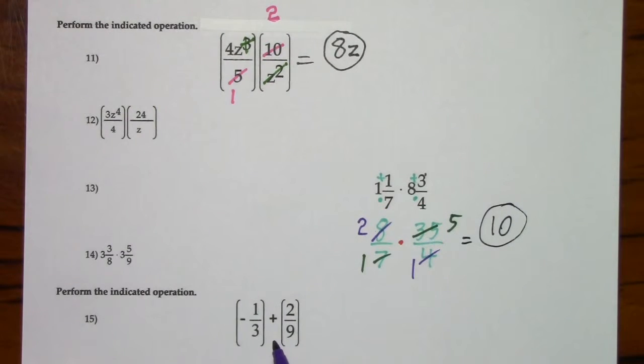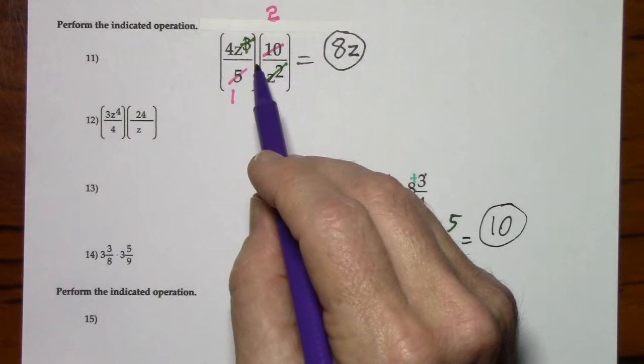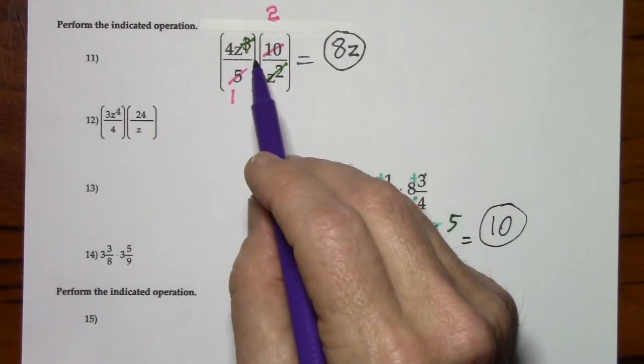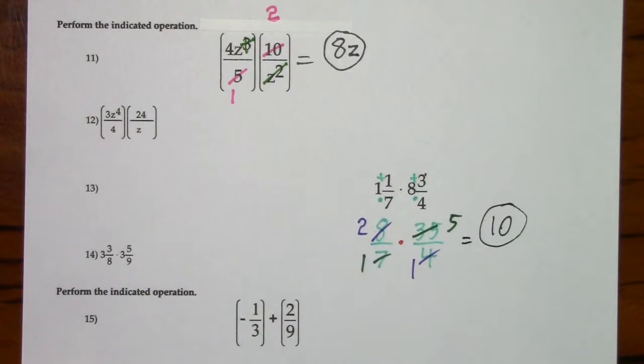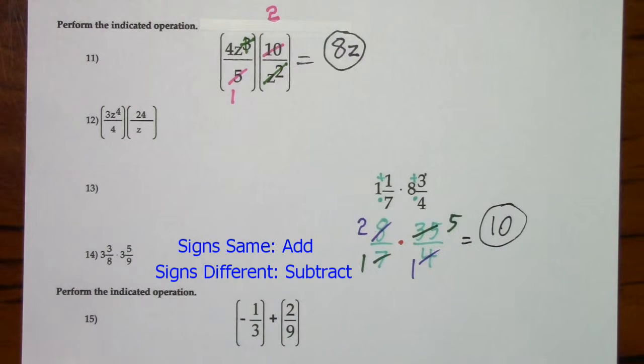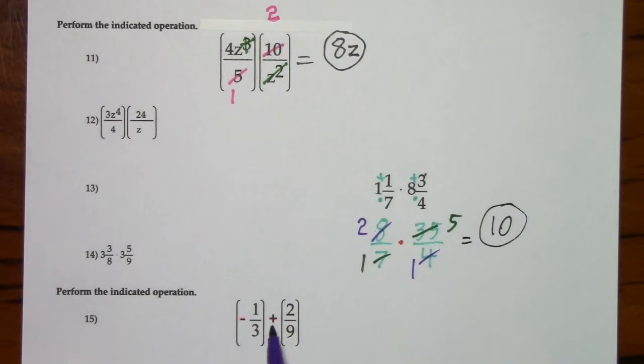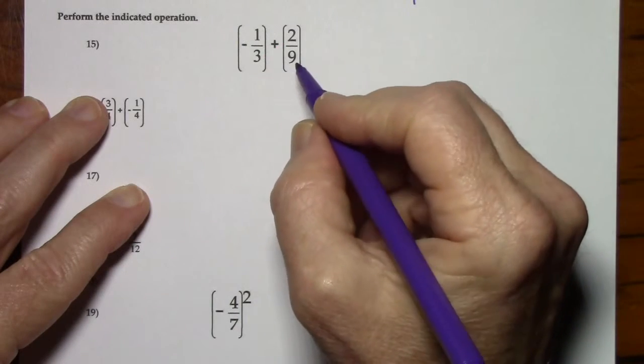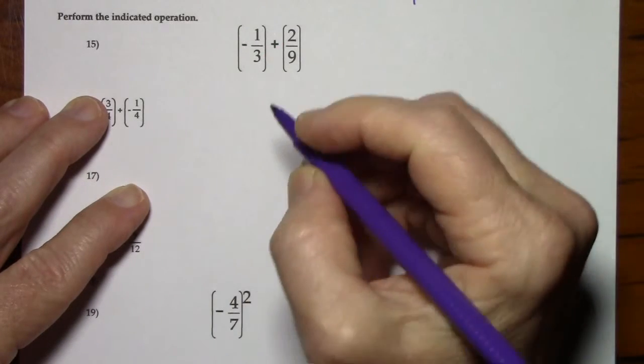So looking at number 15, we're supposed to add or subtract based on the combination of signs. Unlike number 11, there was no sign between the parentheses. That meant we were to multiply. Here we add or subtract depending on if the signs are the same or the signs are different. The signs are different, we're going to subtract, but we do need common denominators. The least common denominator is going to be 9.